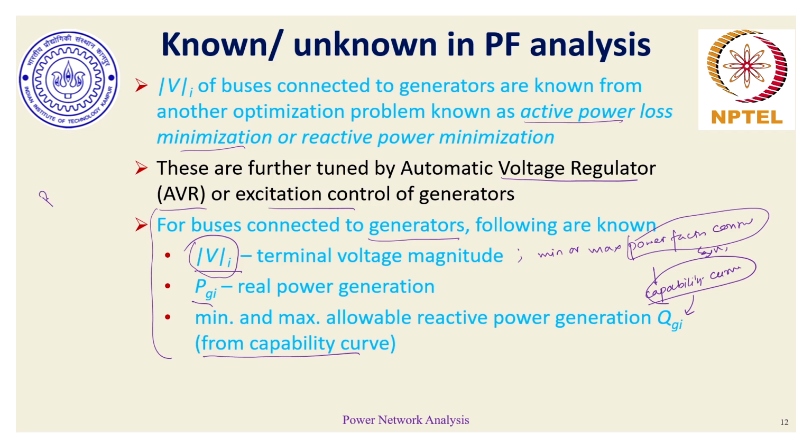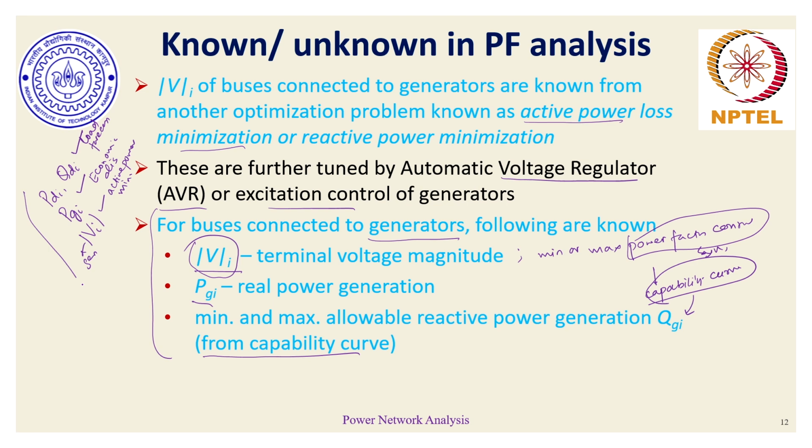In a nutshell, PDI and QDI, the real power demand and reactive power demand, can be known from a load forecasting exercise. PGI can be known from an economic dispatch exercise as per system economics. Terminal voltage of generator buses can also be known from active power loss minimization via voltage profile control. If these quantities can be known by some judgment, some mathematics, some optimization, then we should make use of this information and try to have a match between knowns and unknowns in power flow.